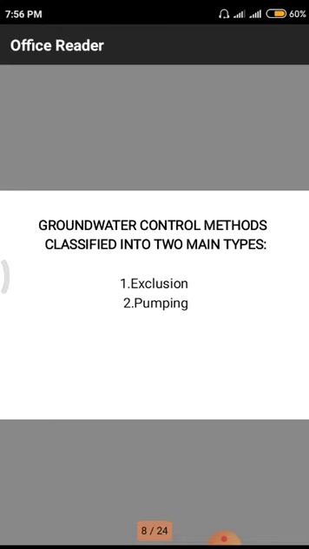Groundwater control measures are classified into two main types. First one is exclusion and second one is pumping. Normally pumping we all know from different villages, since a huge number of people come from village backgrounds. Whenever you have a vacation or summer holidays, you go to your grandmother's houses. In those days you have to observe these pumping mechanisms.